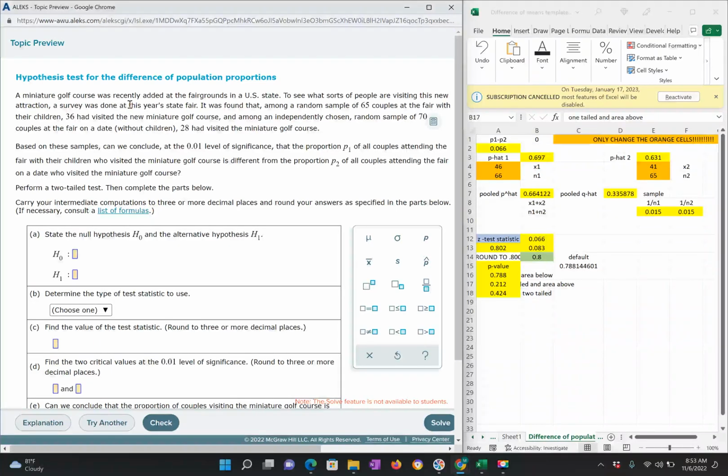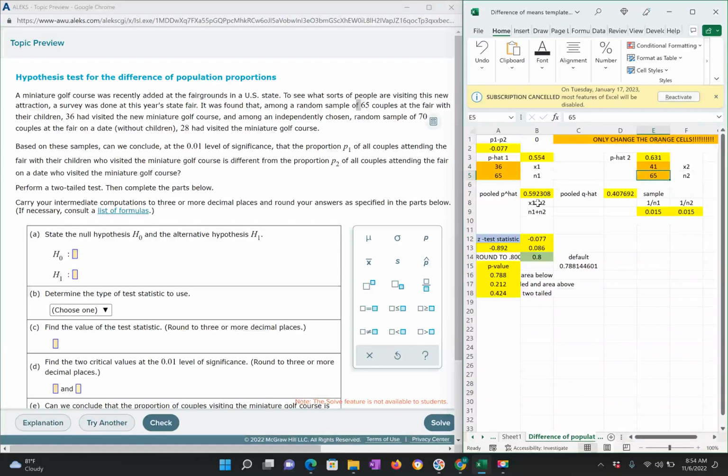A miniature golf course was recently added at the fairgrounds in a U.S. state. To see what sorts of people are visiting this new attraction, a survey was done at this year's state fair. It was found that among a random sample of 65 couples at the fair with their children, 36 had visited a miniature golf course. Okay, so we're going to come over here, and this is now 36 over 65.